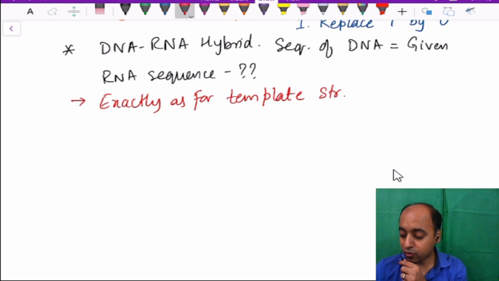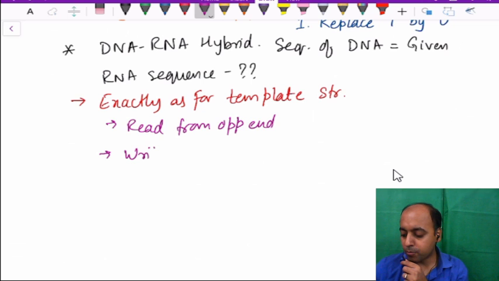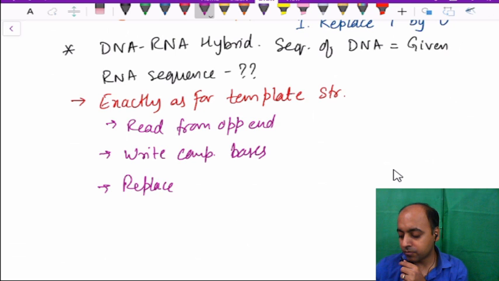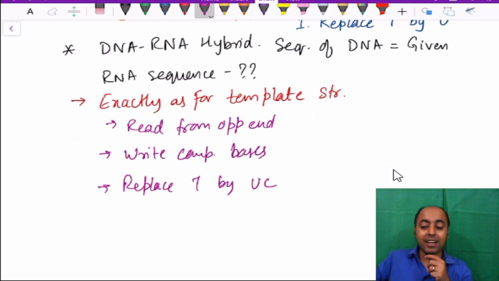Meaning you have to follow the three steps: read from the opposite end, write complementary bases, and replace thymine by uracil. Exactly as you'll do for the template strand. So this is the only place where the examiner can trap you.